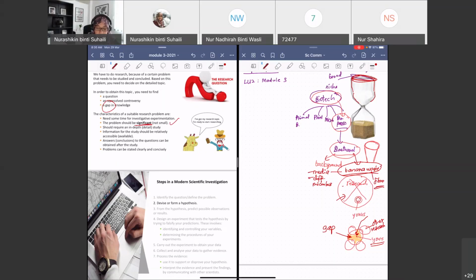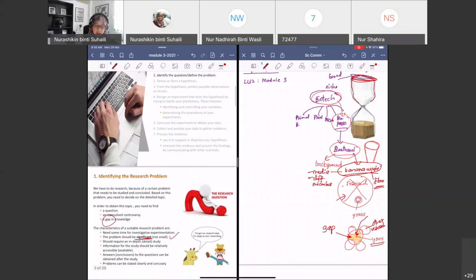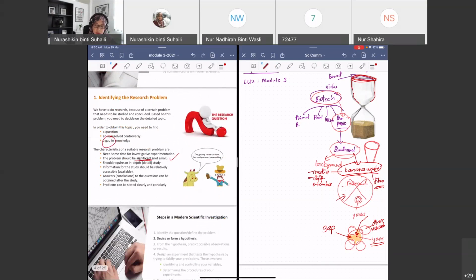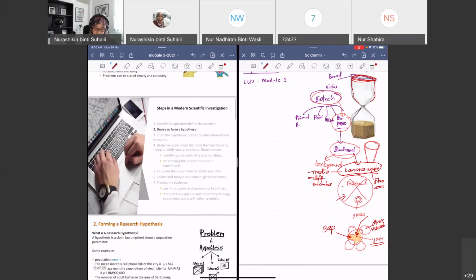So after you do the research, then you will know the potential of banana fiber. Is there any benefit or not, or is there any potential? Problems can be stated clearly and concisely. So basically that is what is meant by identifying the research problem or the research gap. That is the first step that you have to do in doing any research.